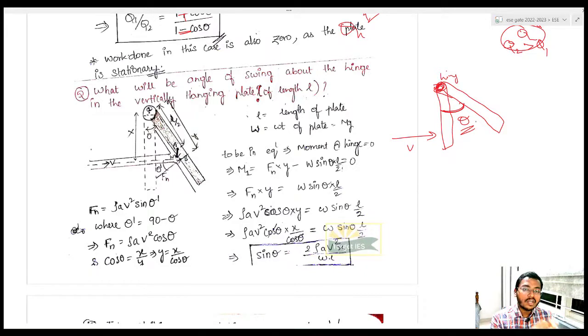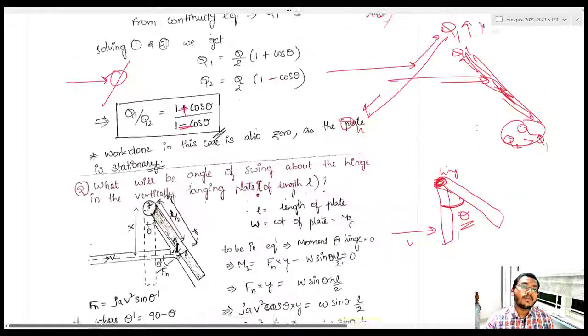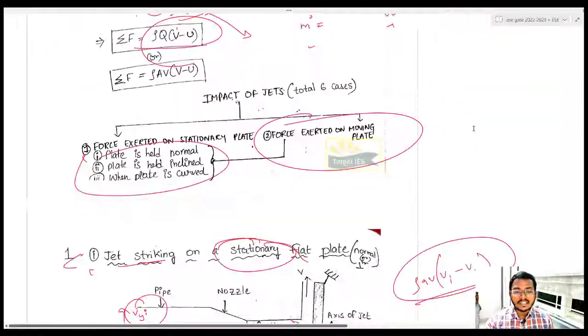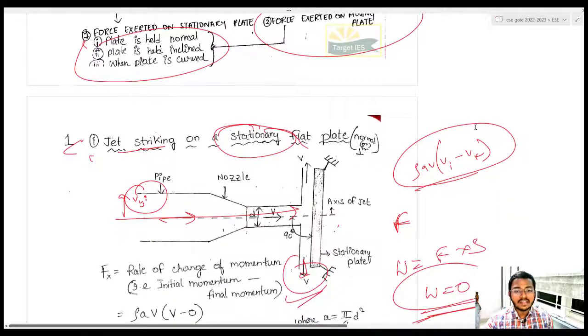Even if you don't get it, not a big problem, because tomorrow in the next module, this will be the first thing which I will be solving, and then I will go into the next cases, and probably in the next module I will complete all the 6 cases. So 2 cases are done, 4 cases are left. In the next module all 4 cases will be solved.